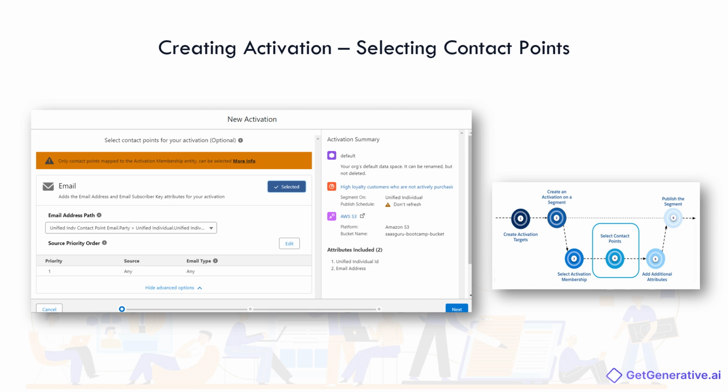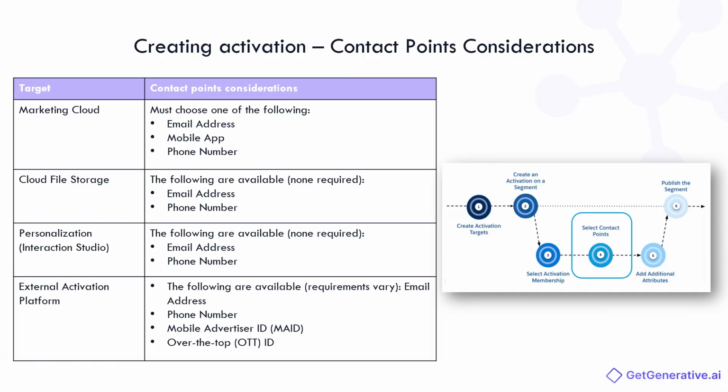And on this screen, you will notice that there is a second attribute being added, which is email address. So you have the unified individual, and you also have an email address being added. When you click on next, before going to next, we have multiple activations. So for Marketing Cloud, you need to have at least one: either an email address, a mobile app, or a phone number. Either we send an email from Marketing Cloud, an SMS, or we can also send a push notification.